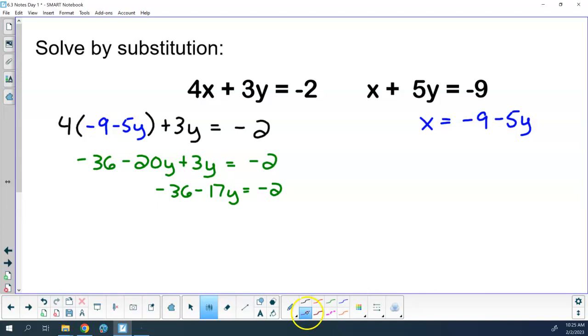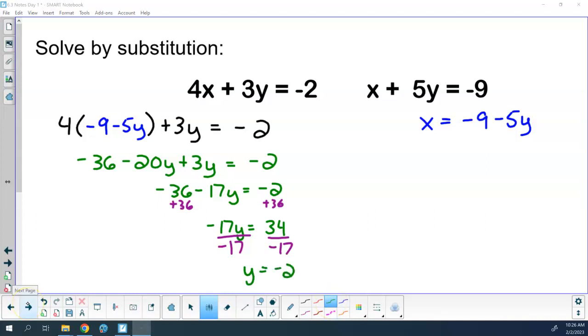Adding 36 to both sides gives me -17y equals +34. Dividing both sides by -17 gives me y equals -2. Now I have to plug that back into one of the original equations.